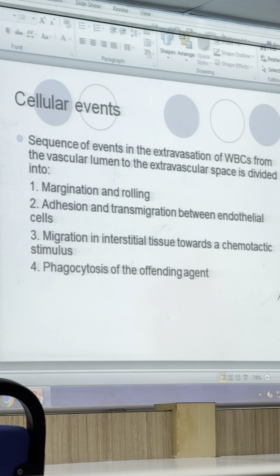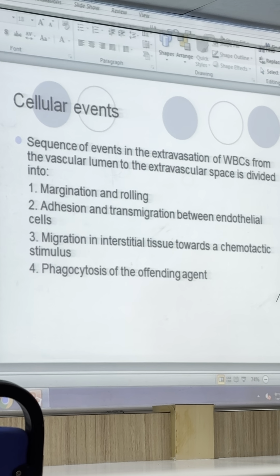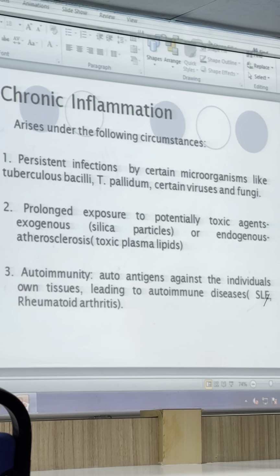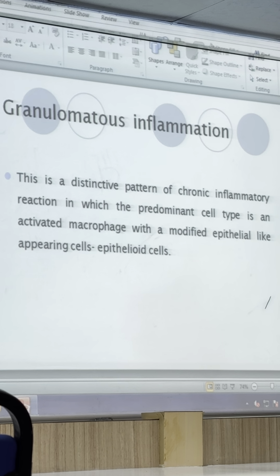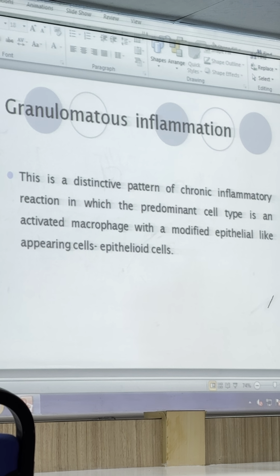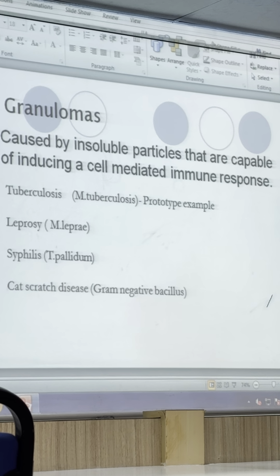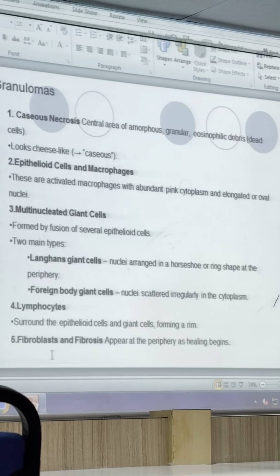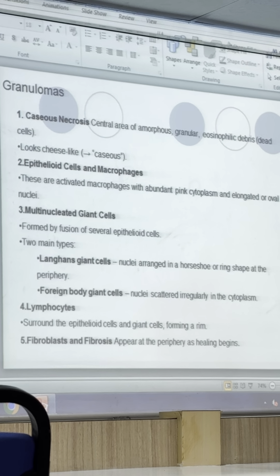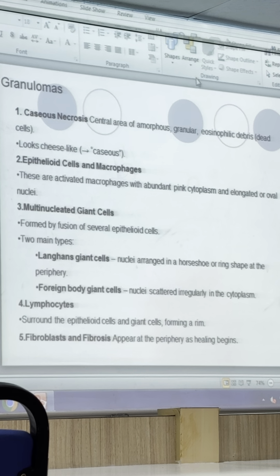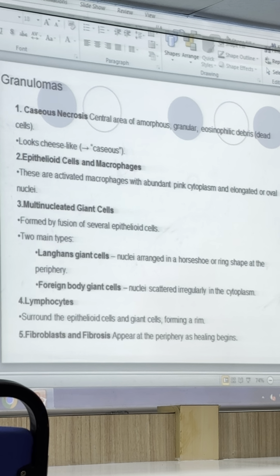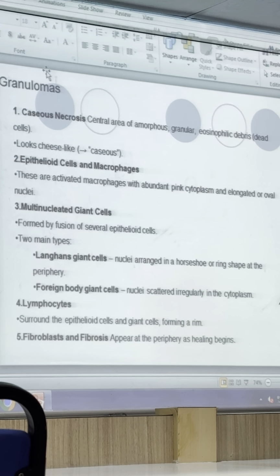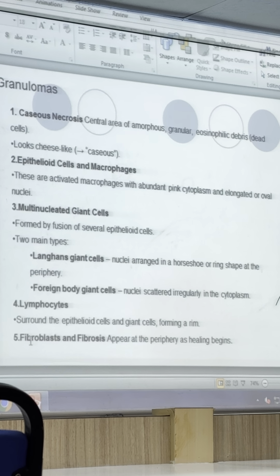Now chronic inflammation. What is most important is tuberculosis. The granulomatous inflammation part is the most important one. You should be able to tell what is happening in granulomatous inflammation and the structure of a granuloma. This part will be important. If you are asked to describe the structure of a granuloma, you should be able to tell the components of a granuloma.